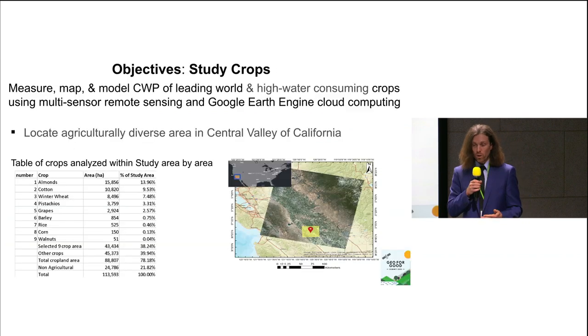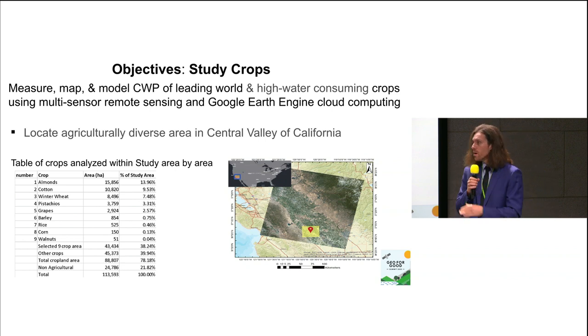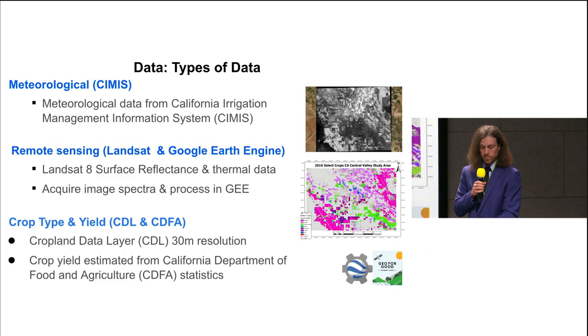Therefore, the main goal of my research was to measure, map, and model the crop water productivity of leading world crops and high water consuming crops using the Google Earth Engine cloud computing platform. First, a study area was established to measure 9 crops in the Central Valley of California.